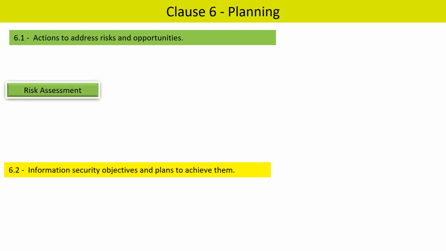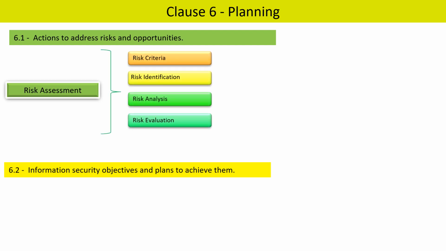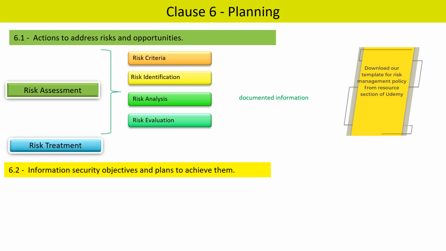Risk assessment. Organization must define and apply a consistent information security risk assessment process, so that repeated assessments produce consistent, valid and comparable results. The risk assessment process includes defining risk criteria, risk identification, risk analysis and risk evaluation. It must be kept as documented information. Organization must also have a risk treatment process as documented information. We will discuss risk assessment and risk treatment in our next slide.